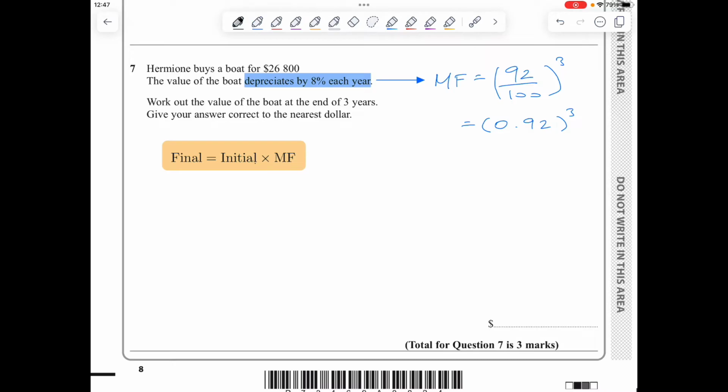So let's go back to the formula. Final amount equals the initial, 26,800 times 0.92 to the power of 3. Plug this into the calculator and you'll get an answer of 20,869.